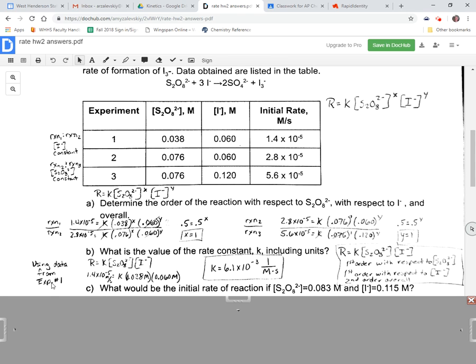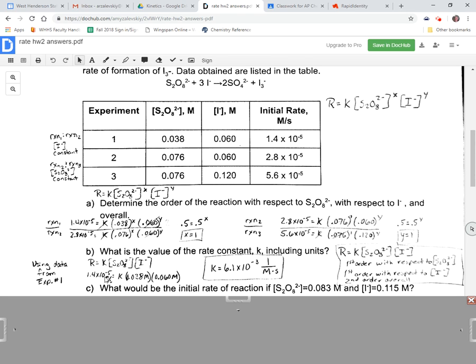Using the data from experiment 1, I just plugged information in here. And since X and Y are no longer variables, I don't have to solve for those. And I can just solve for K. So in taking this, and you really have to work with your units, a lot of times on the AP exam, they do specifically ask for units of K.